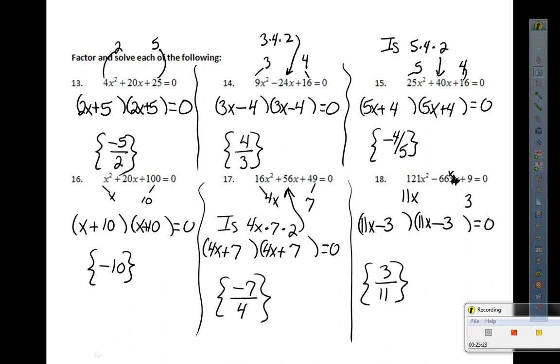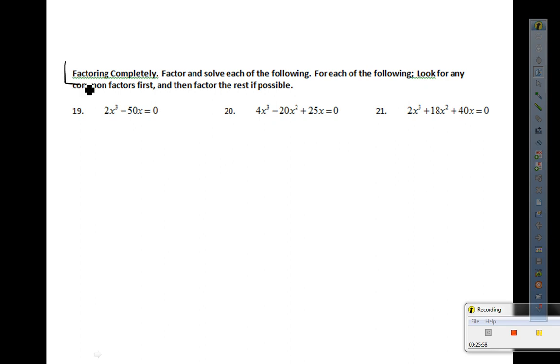It's called factoring completely. Factoring completely means this. Look to see if there's anything in common first. If there is, you got to factor that out. And then look at what's left. And then we got to factor that. These are quite a bit of work. So hang with me on these next 6.